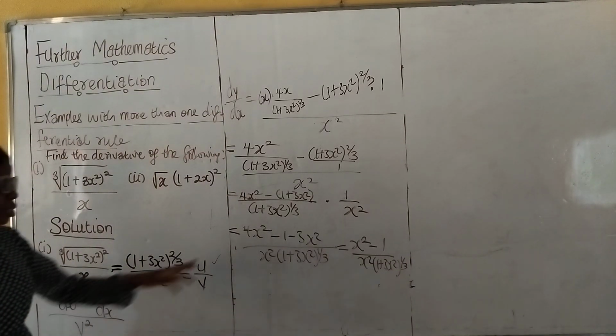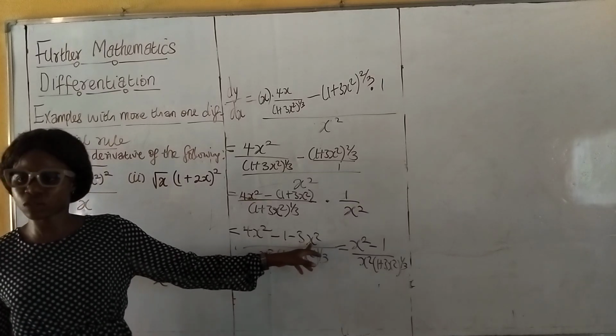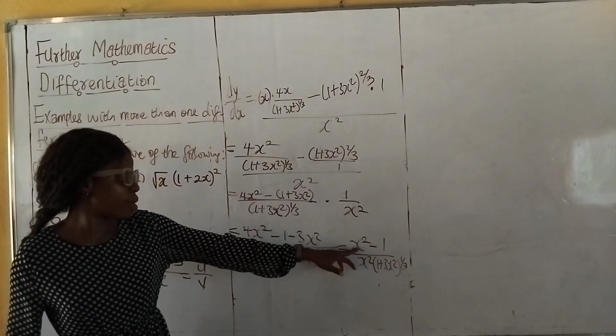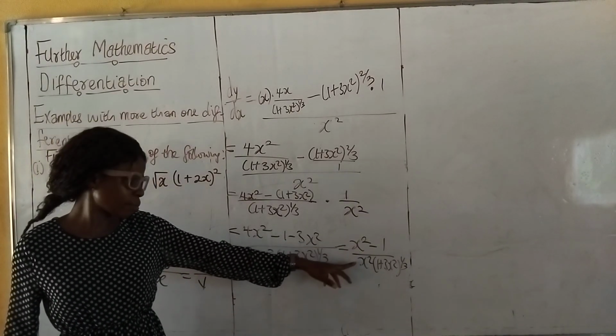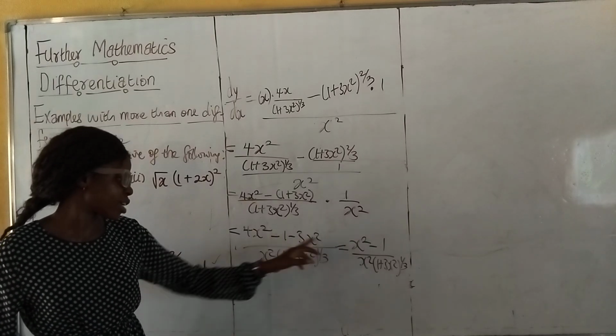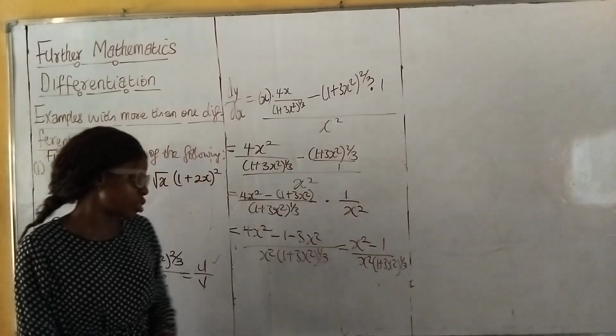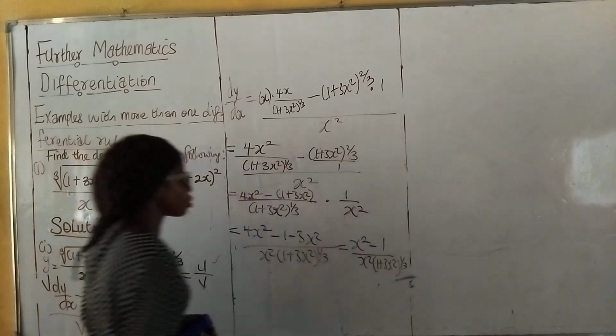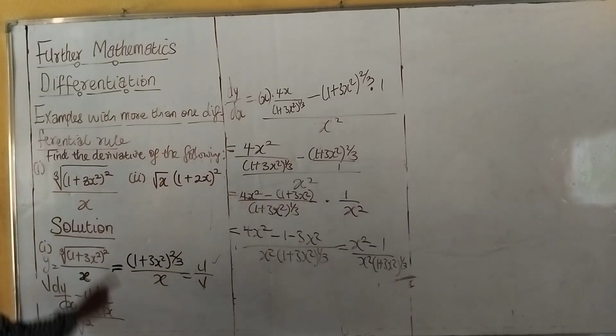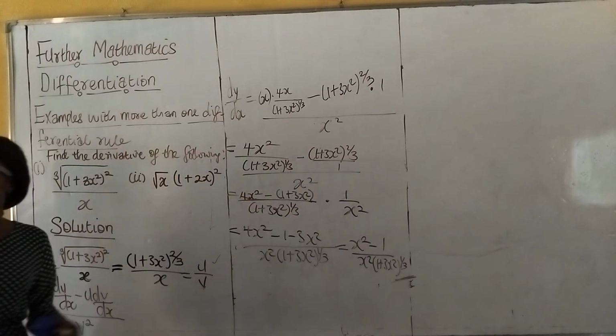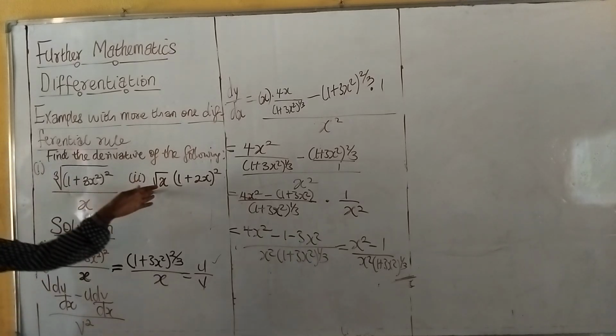We said 4x squared minus 3x squared gave us x squared, then this negative 1, then all over this. So this becomes our what? Answer. So the derivative of this is what? This.